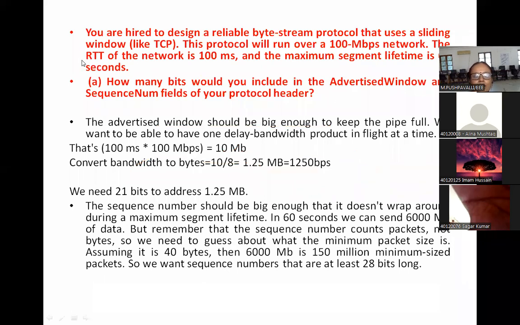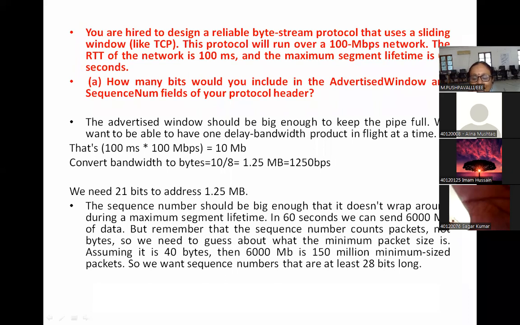You are hired to design a byte stream protocol using a sliding window, and this protocol will run over a 100 Mbps network. The RTT of the network is 100 milliseconds, and the maximum segment life is 60 seconds. How many bits will you include in the advertised window and the sequence number field of your protocol header? So you have to design your own TCP header now.